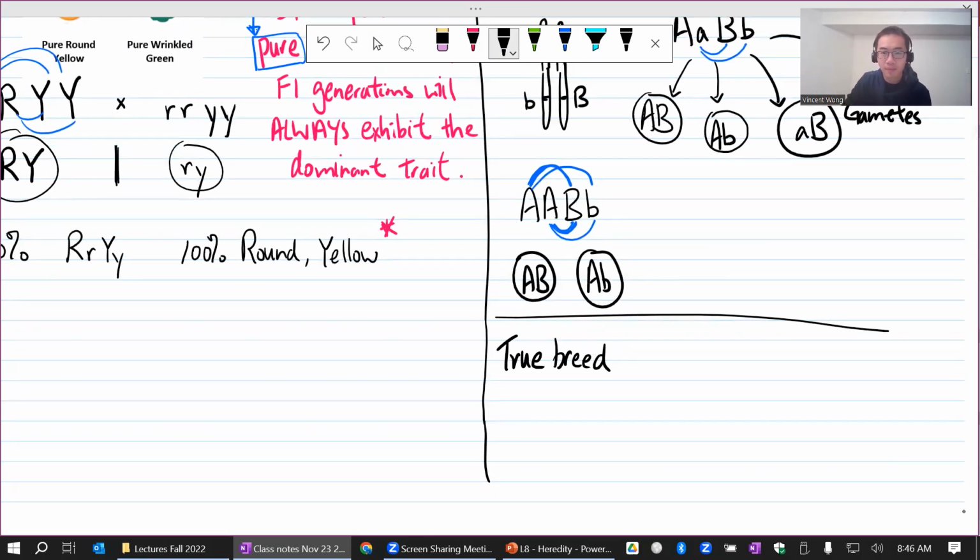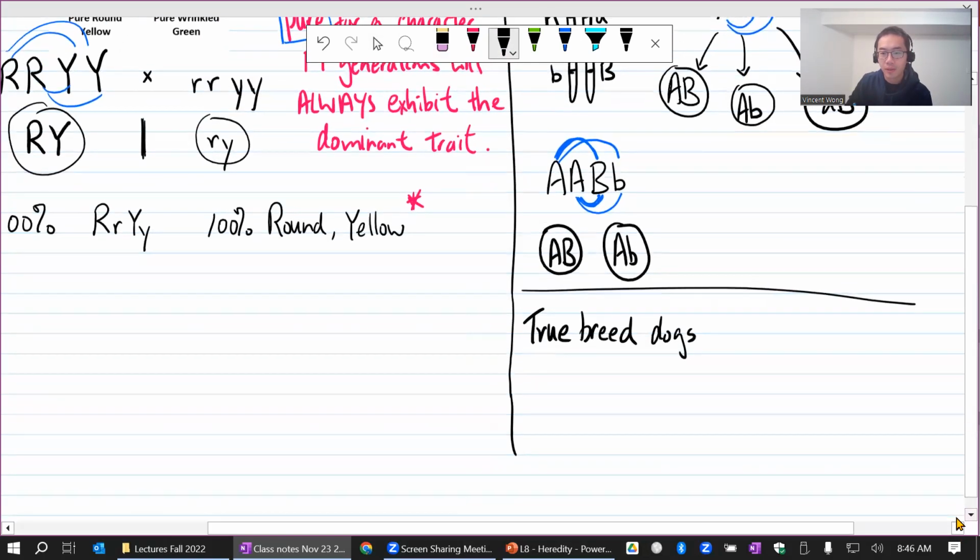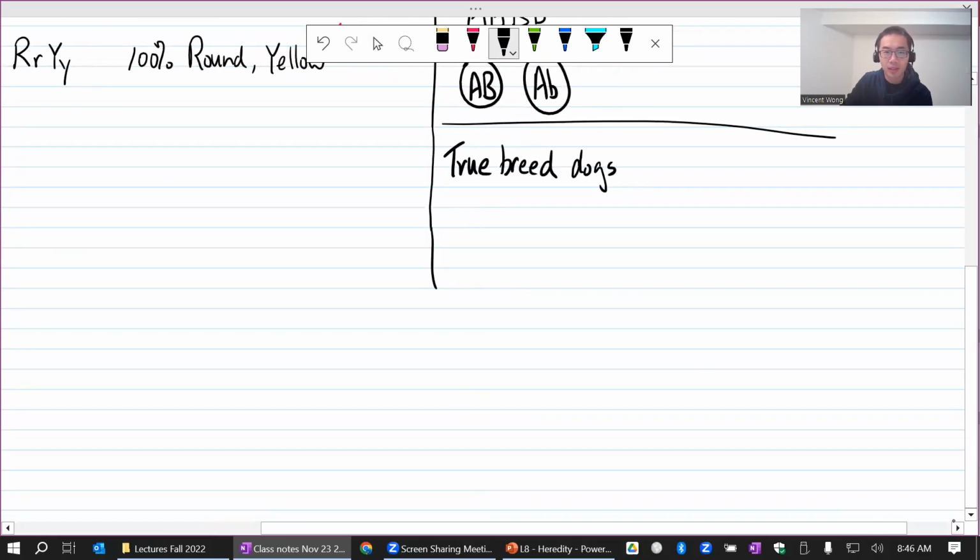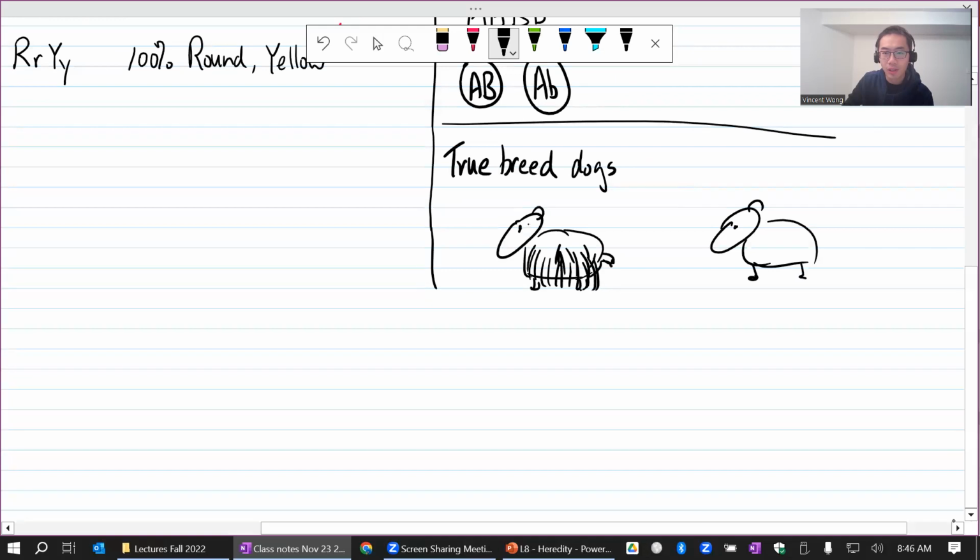Okay. We have some true breed dogs here. I mean, you don't really have to draw it, but just pay attention though. So this is the dog. Now this dog has fluffy hair and a short tail. And then we have another dog here. This dog is not fluffy and it has a long tail. This looks more like a mouse. Anyway, it's a dog, okay?